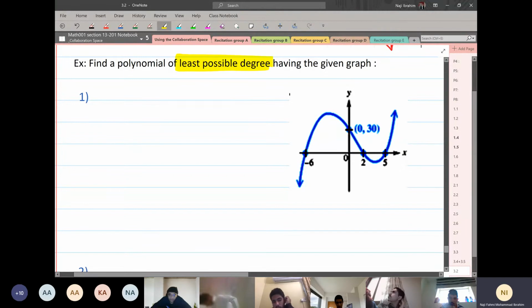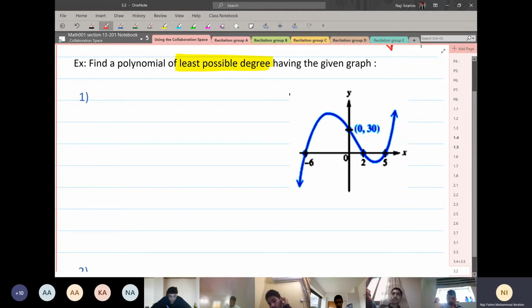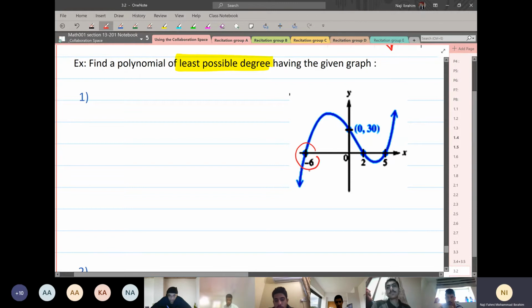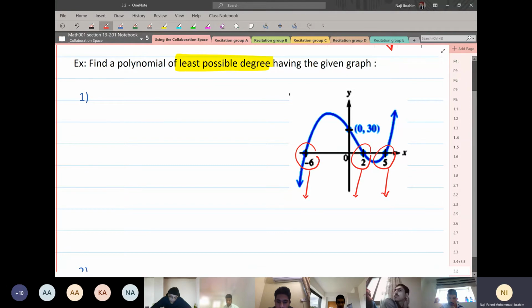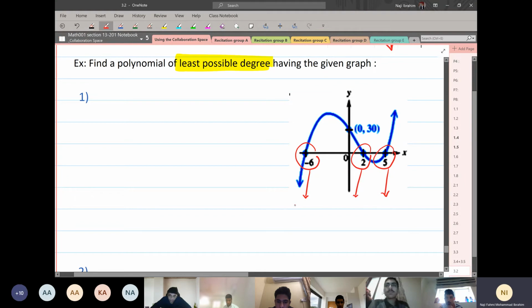Now let's look at the zeros. What are our zeros in the graph? We have a zero at -6, and we have a zero at 2, and we have another zero at 5. Now at -6, do we have a cross or a touch or a cross with tangent? Cross. Cross means the power should be what? 1. The power should be 1. At 2, what do we have? Touch, or cross with tangent?